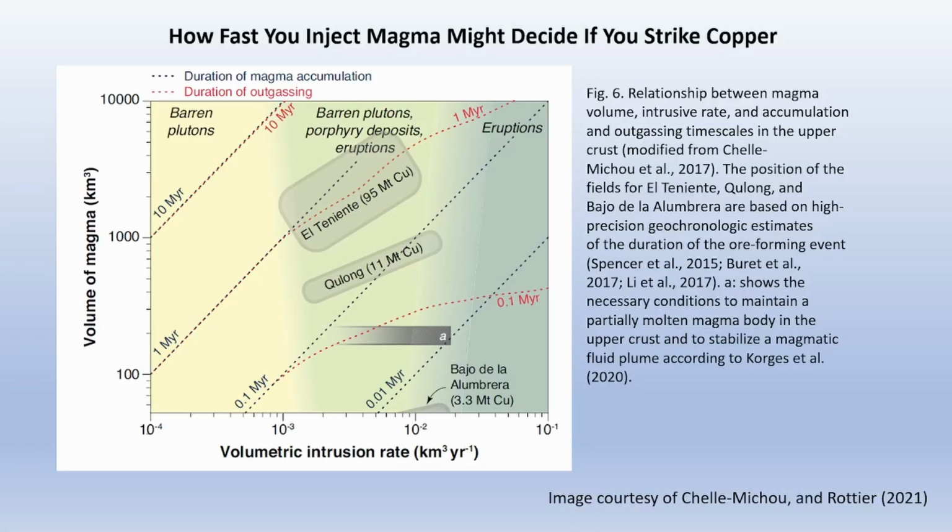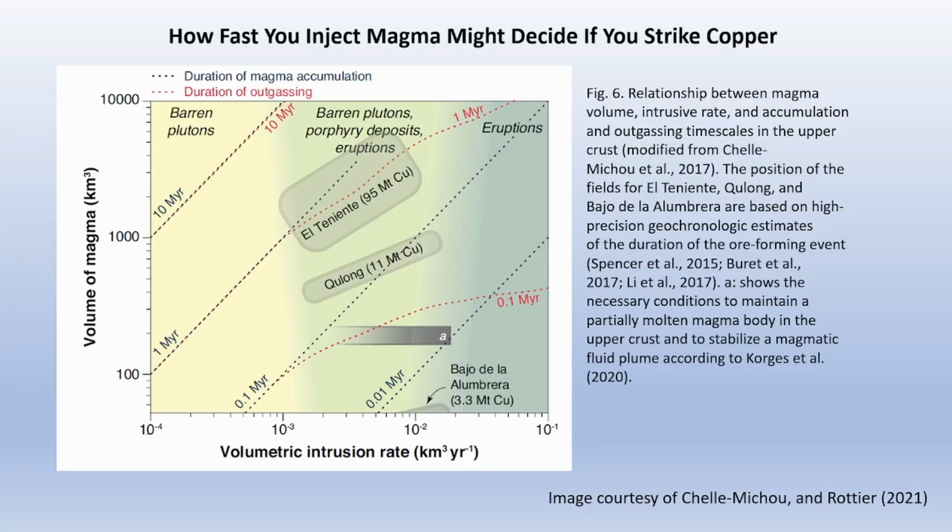Over on the far left, you can see that if magma is intruded too slowly, even over millions of years, you're likely just forming a barren pluton, a granite body with no copper potential. The magma cools between pulses and no sustained hydrothermal system gets going.